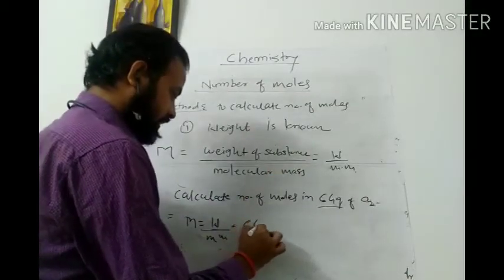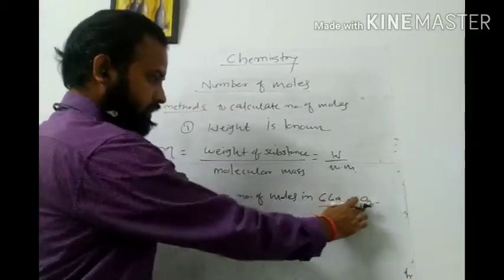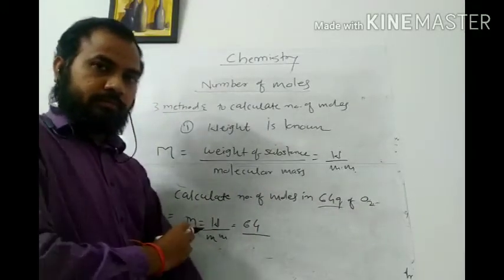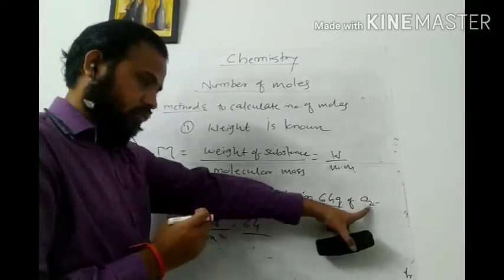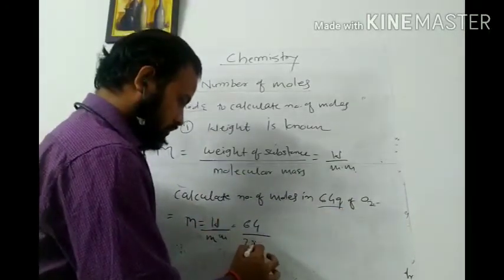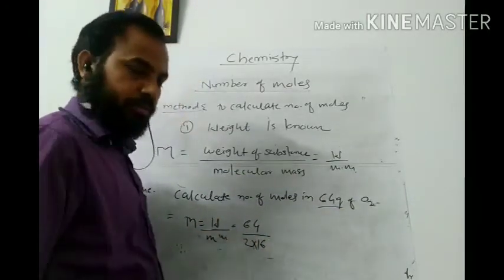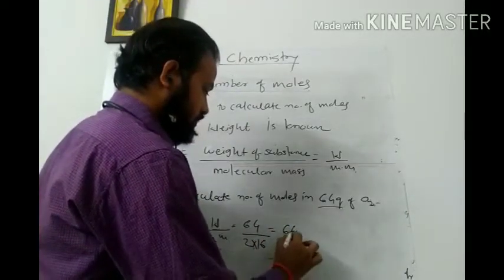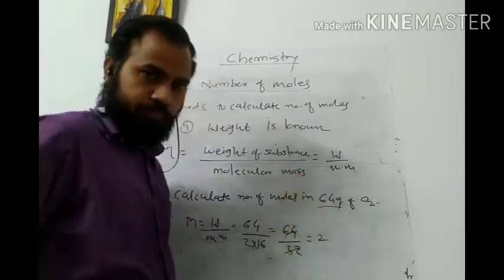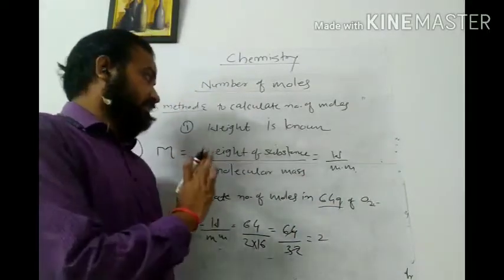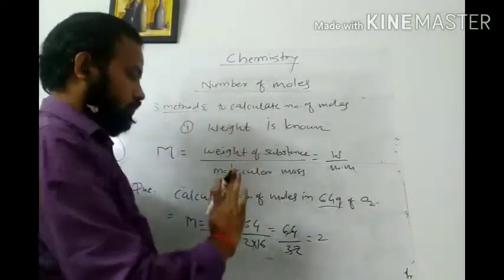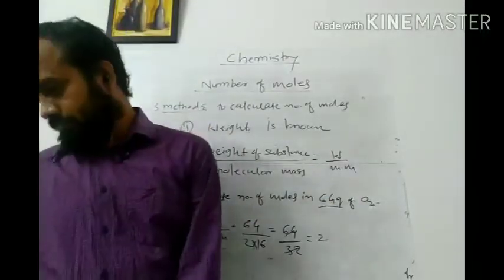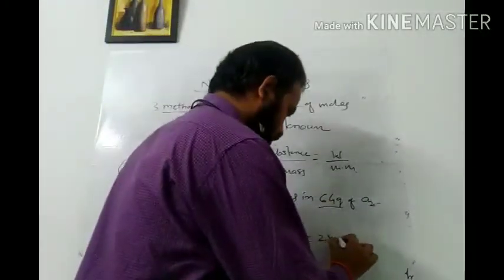Weight is 64 gram. Molecular mass is nothing but the total of the atomic masses of the atoms present in a molecule. Oxygen contains 2 atoms, so 2 into 16 atomic weight, which is 32. So it becomes 64 divided by 32, so it is 2. We can say that 2 moles are present in 64 gram of oxygen. So the answer is 2 moles.